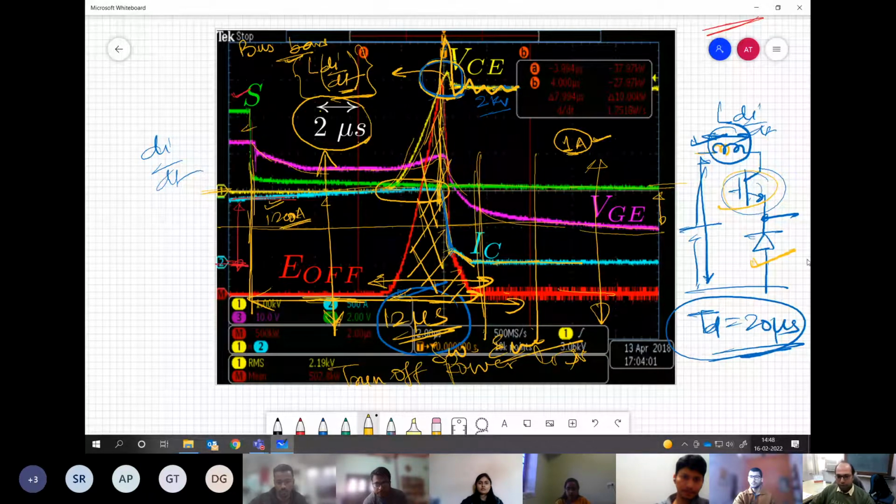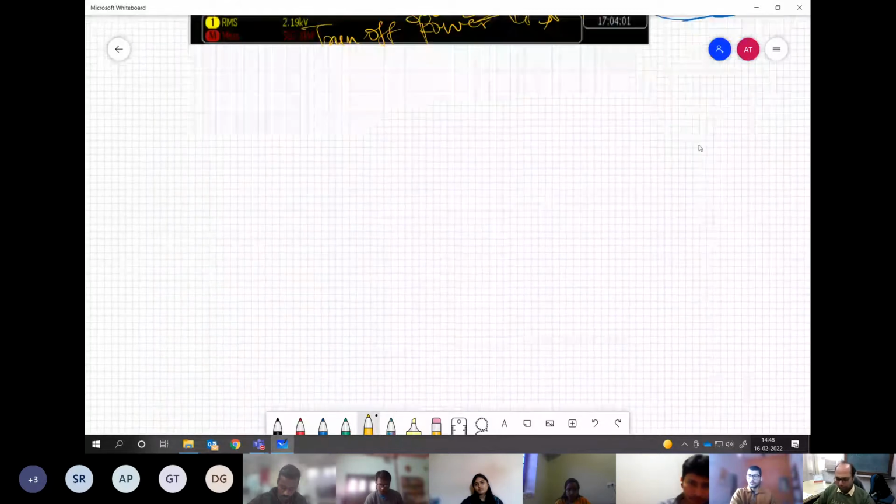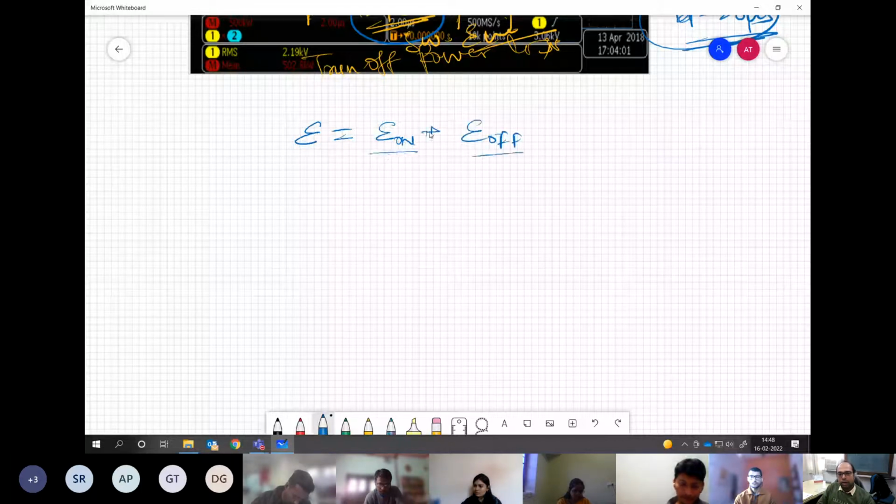Clear? Now, with this understanding, what we are able to say from all this is that definitely there is some energy loss involved with the device transition. So we can say there are two instances where we will have the power loss or energy loss in the device: one during the turn on, another during the turn off. This combined is called switching energy loss.